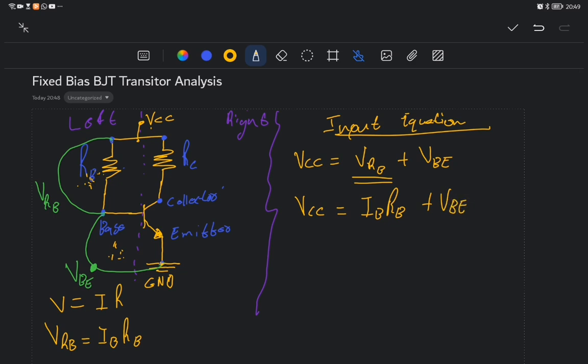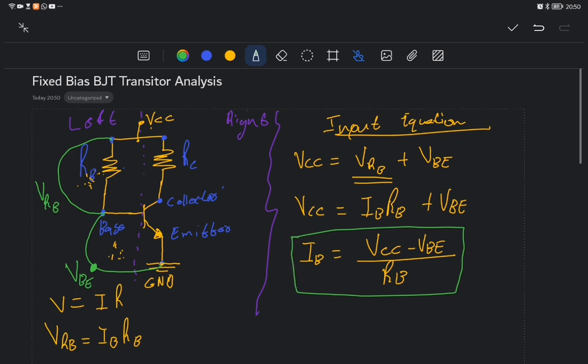Therefore, I can continue to say that IB is equivalent to VCC minus VBE, divided by RB. There you go. So that is the input equation.